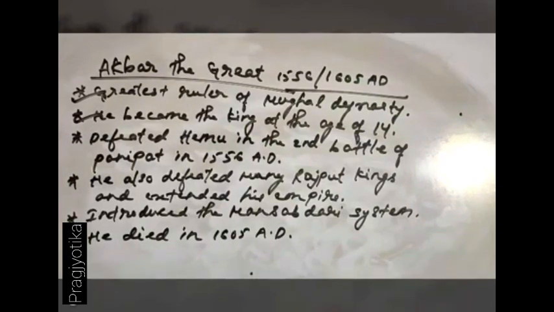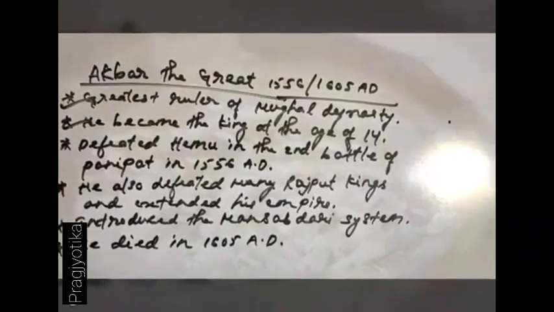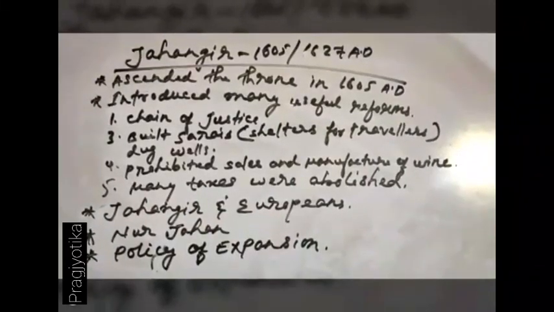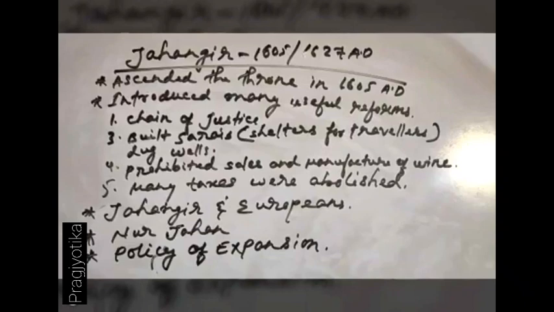And Akbar died in the year 1605. So this is a brief account of Akbar the Great. Now, next, Jahangir. Jahangir was the son of Akbar, and he ascended the throne in the year 1605 AD. Now, when Jahangir sat on the throne, soon he introduced many useful reforms.